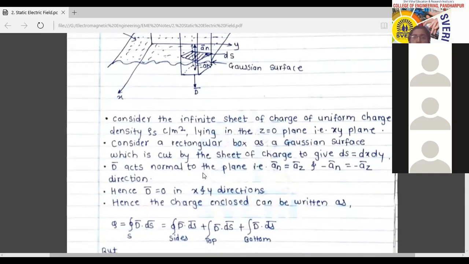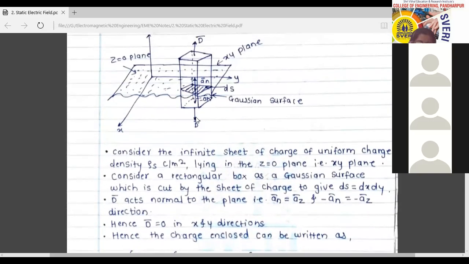So here we have to write the equation again. What we have to find is the charge q, right? Again we have to use this equation: the closed surface integral of d bar dot ds bar is equal to q. So here first find this d bar. Now first consider which planes we have to see.